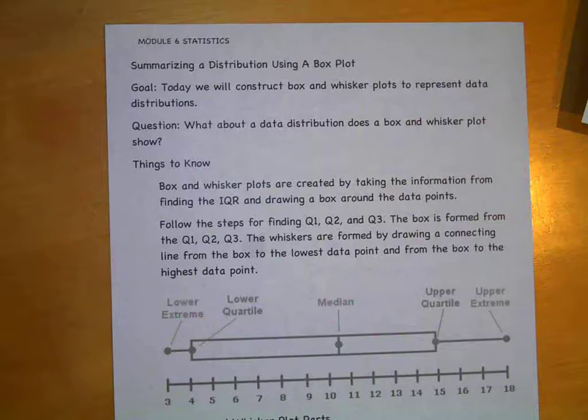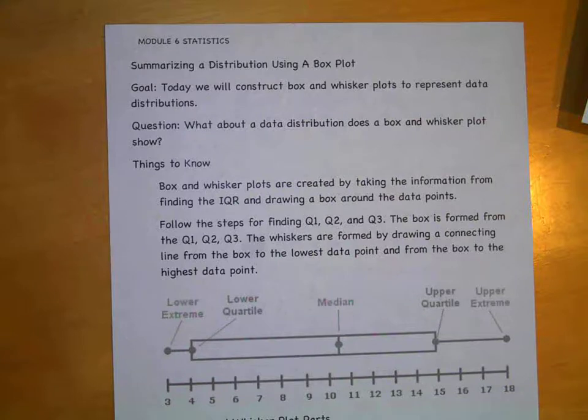The box is drawn so that one end of the box is at the lower quartile, the other end of the box is at the upper quartile, and the middle of the box sits on the median. That's what makes the box, and there are two other points that you need to know. Follow the steps for finding quartile 1, quartile 2, and quartile 3. The box is formed from quartile 1, quartile 2, and quartile 3.